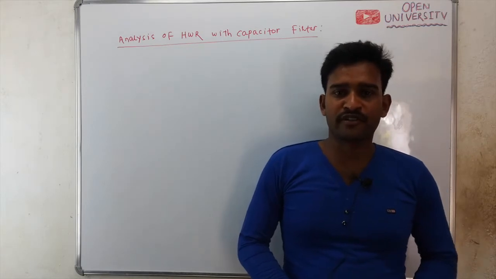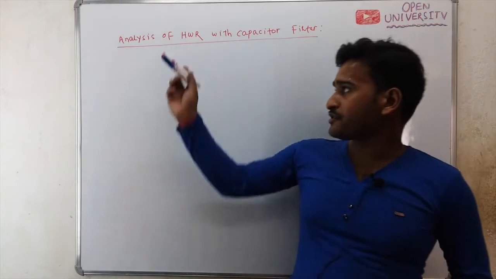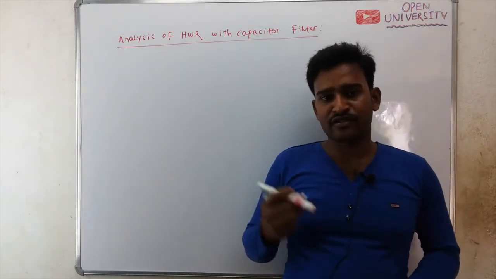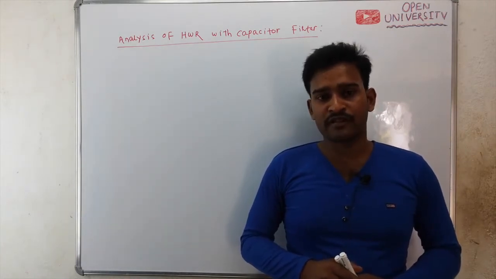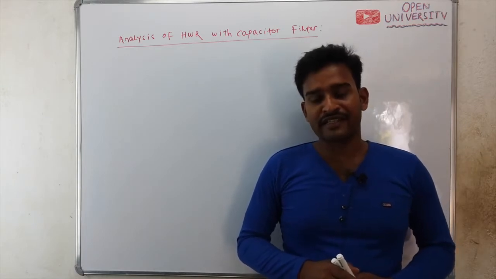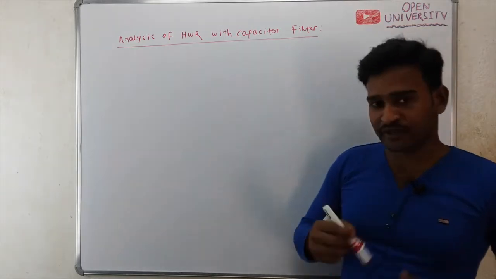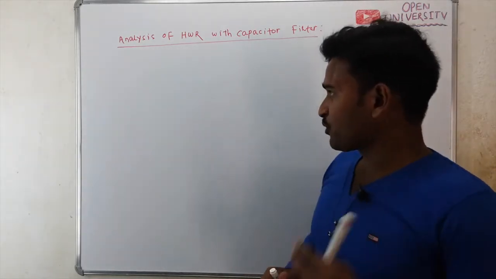Welcome to Open University. In the last class, we were discussing the analysis of half-wave rectifier with capacitor filter. Under this, we are discussing some formulas regarding peak-to-peak ripple voltage, angle of conduction, DC output voltage, then ripple factor. We are discussing 4 formulas. There are 2 more formulas.